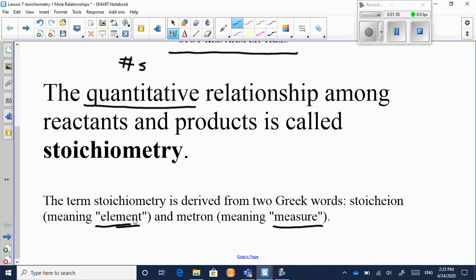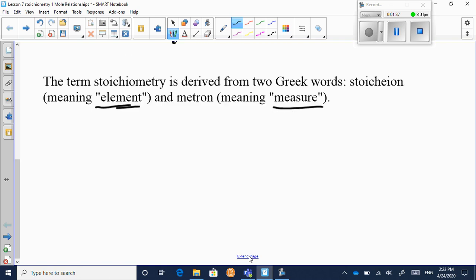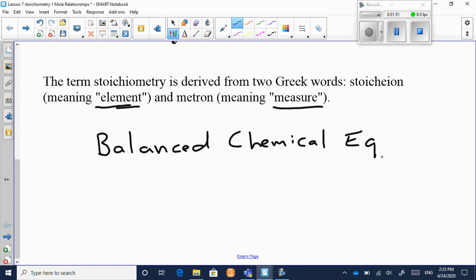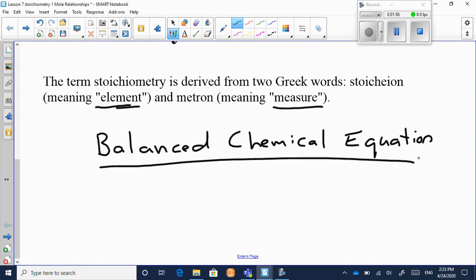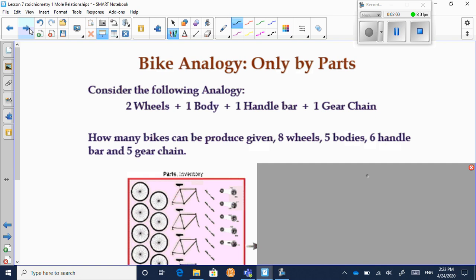One thing I'll say is that the starting point of stoichiometry is a balanced chemical equation. That is what is going to help us in this next little bit. What does it mean? Well, let's start with an analogy. I really like this one. I found it in a book, and I thought it was a really good one. Basically, this is an analogy about building a bike.